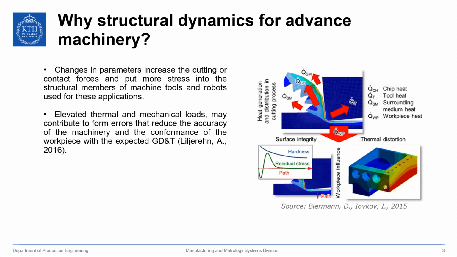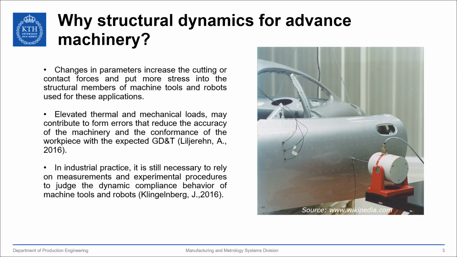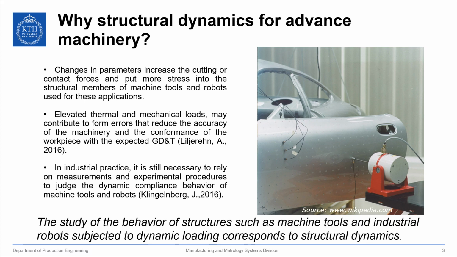Using modern computing methods and state-of-the-art approaches, it is possible to calculate the static stiffness of a machine and robot components. However, when predicting machine dynamic properties, the damping characteristics of the joints and coupling points are highly uncertain. In industrial practice, it is still necessary to rely on measurements and experimental procedures to judge the dynamic compliance behavior of machine tools and robots, and to select appropriate process parameters which will yield satisfactory manufacturing results. The study of the behavior of structures such as machine tools and industrial robots that are subjected to dynamic loading corresponds to structural dynamics.